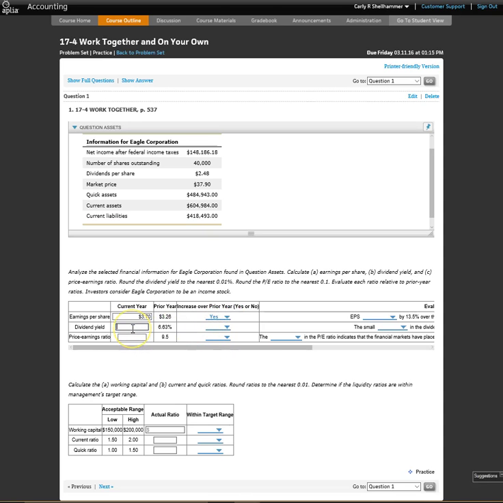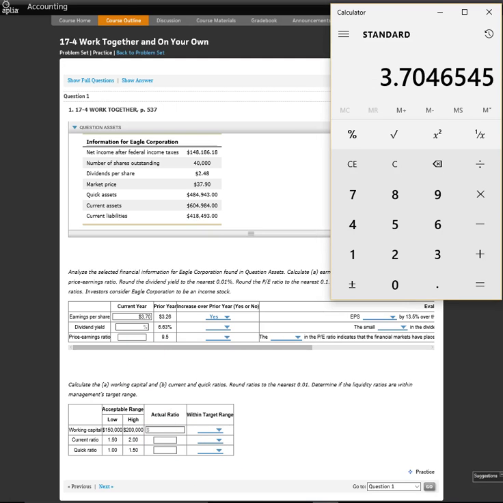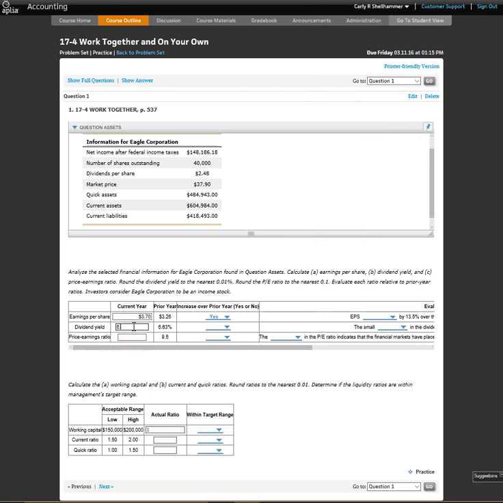Yes. Okay, dividend yield. Dividend yield says dividends per share, divide by market price per share. So dividends per share divided by market price, 0.065, that's 6.54%. Okay, prior year was 6.63, so that was not an increase.